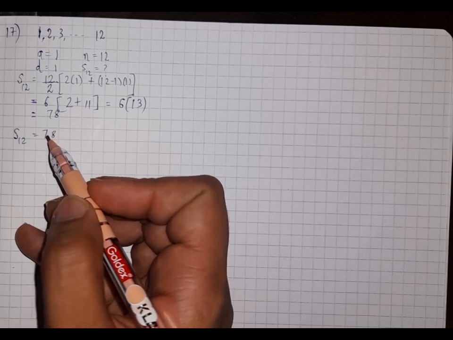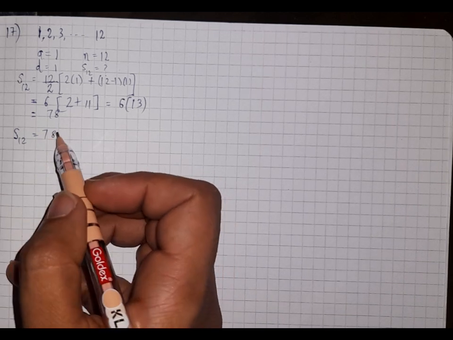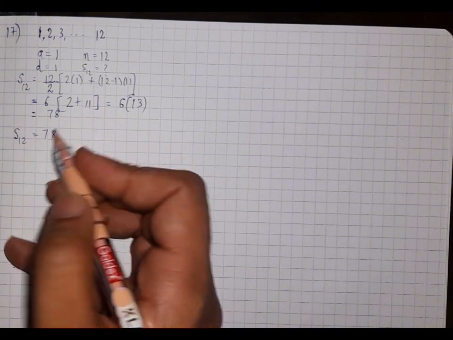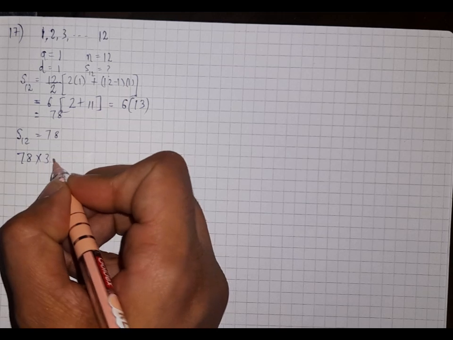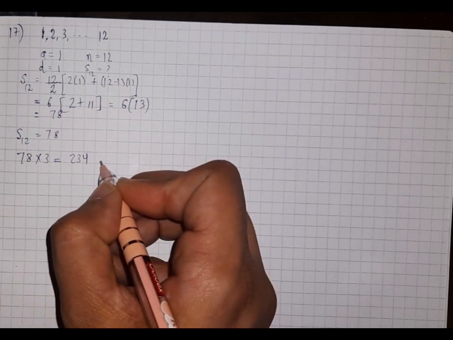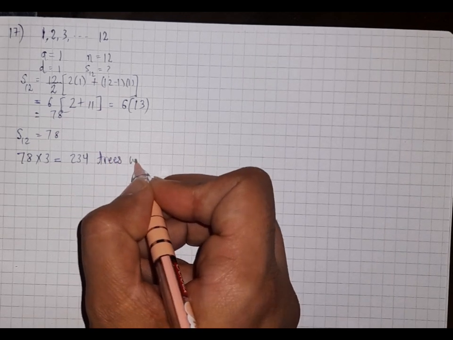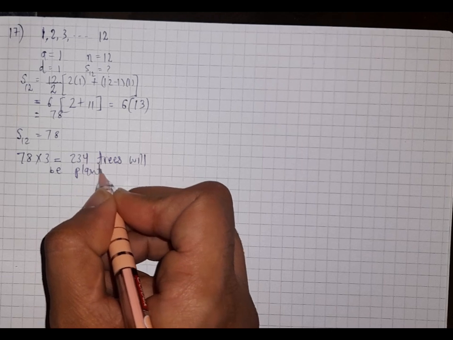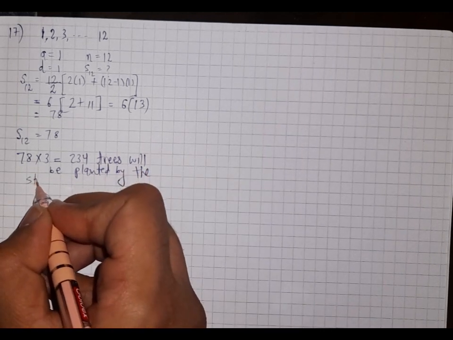But it's given that there are 3 sections of each class. So these are the trees planted by the students of each section. Now 78 into 3 equals 234 trees will be planted by the students.